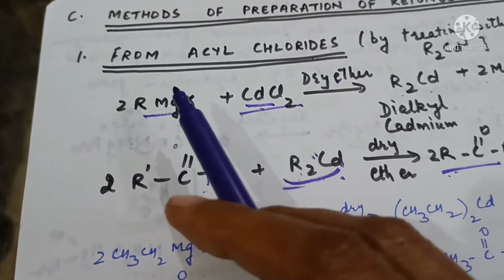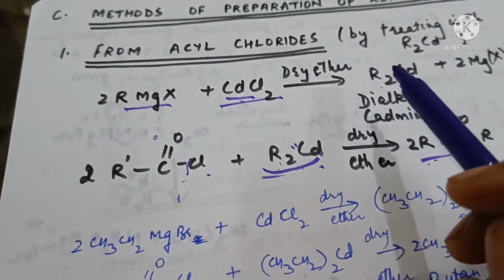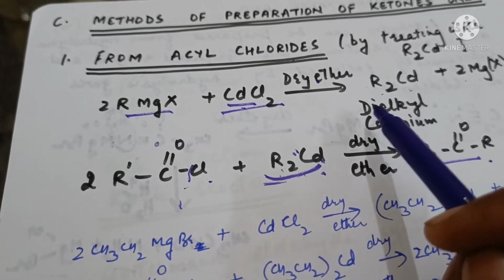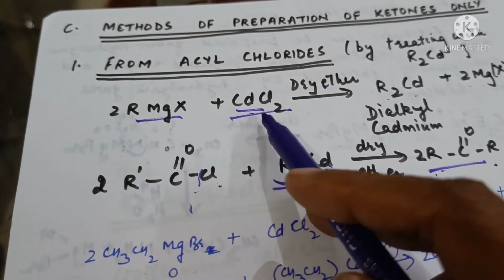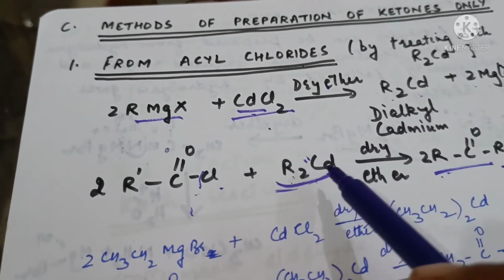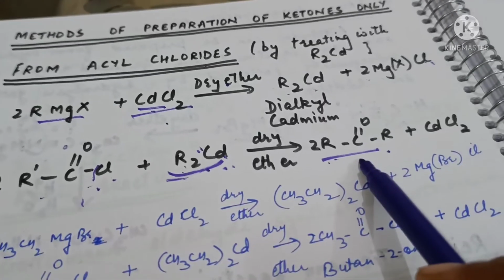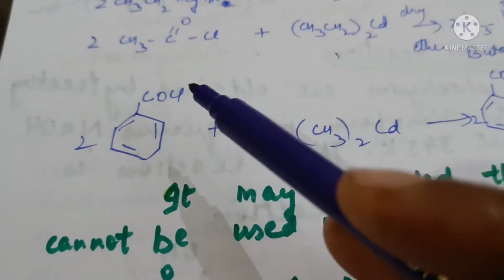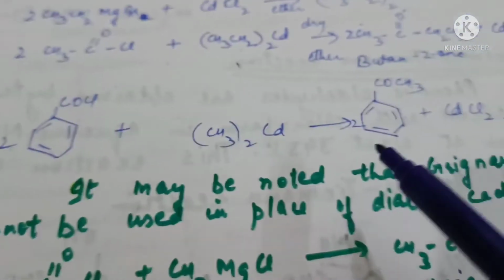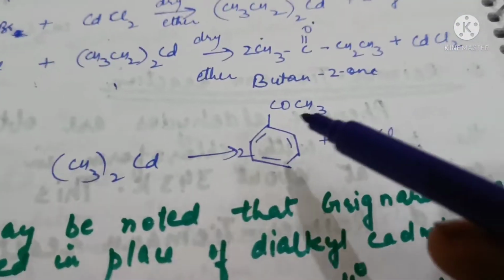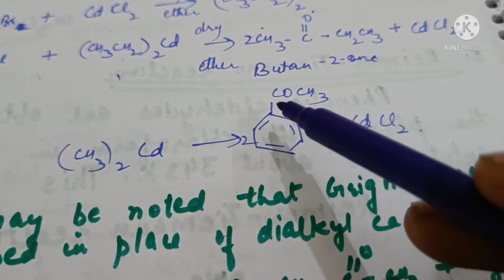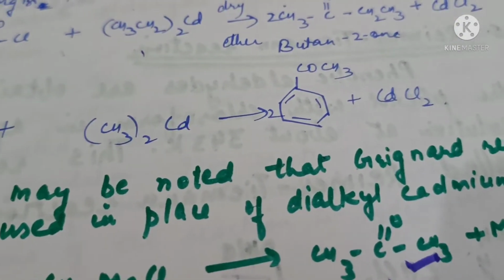So once again, we make dialkyl cadmium by reacting Grignard reagent with cadmium chloride, and then we react dialkyl cadmium with acyl halide to get a ketone. And if we react benzoyl chloride with dimethyl cadmium, we get acetophenone.